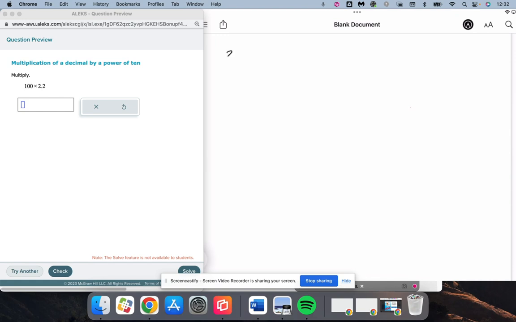So what I would do in this case is put 2.2 on top and then times 100 underneath, and recognize that my two zeros are just going to drop down, 0, 0. Then 1 times 2 is 2, and 1 times 2 is 2. As with the previous things, we have one total number after the decimal, so our answer needs to have one total digit after the decimal, giving us 220.